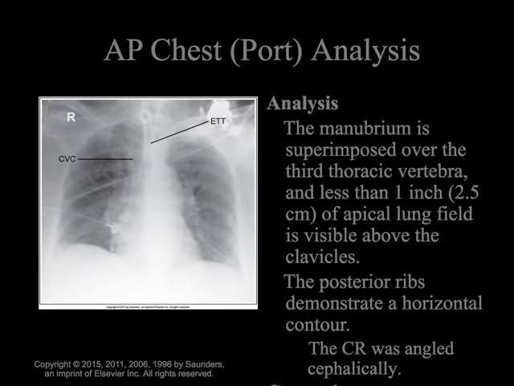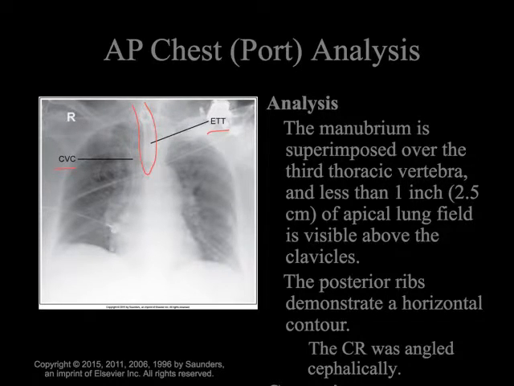So this is an AP portable chest x-ray, and we're called out to do these quite a bit. What we're looking at is a CVC, or a central venous catheter. So maybe the PICC line nurse has been in to insert a PICC line, central venous catheter, as well as possibly an ER doctor or anesthesiologist has inserted an endotracheal tube, ETT. So we are called in to do these APs quite a bit to verify where these things are situated, right?